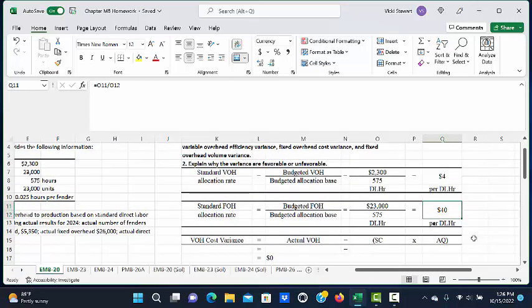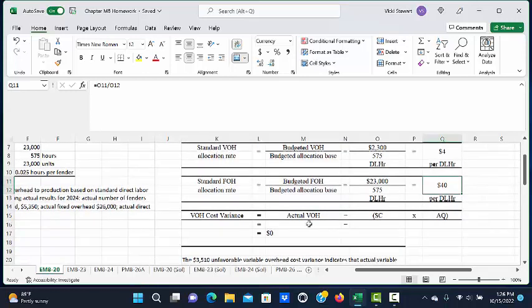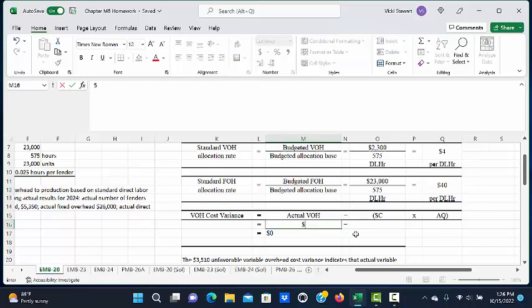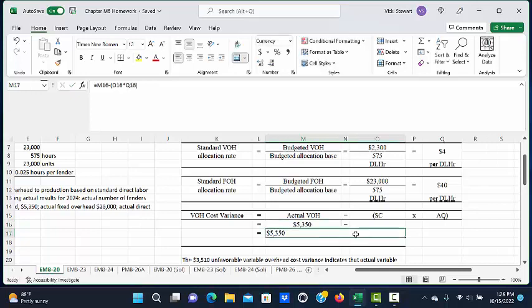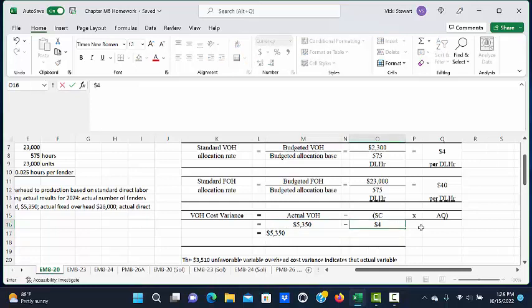So the first variance that we are going to calculate is going to be the cost variance. So to compute the cost variance, we're going to take the actual variable overhead that was reported in the problem of $5,350, and we're going to subtract from that the standard cost, which was $4 per direct labor hour, times the actual quantity of direct labor hours, which again the problem gave us to be 460.